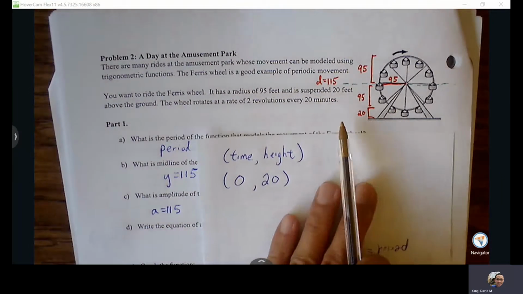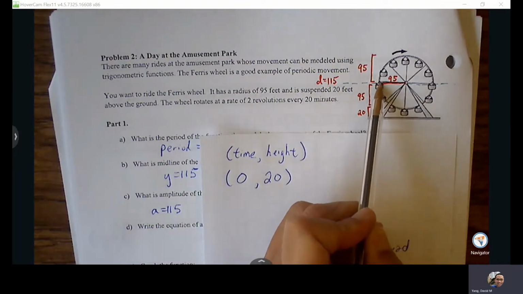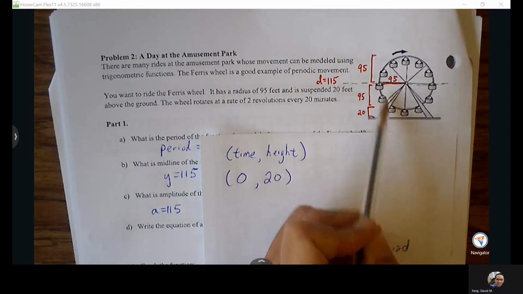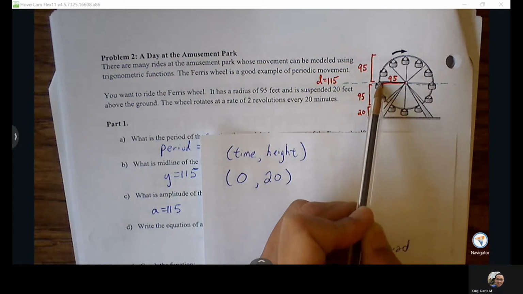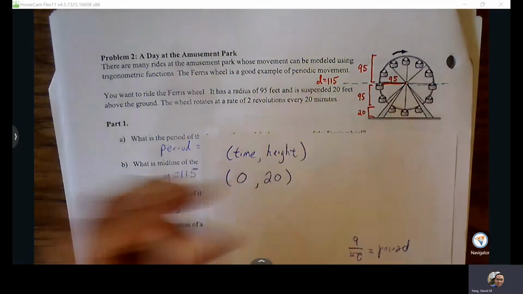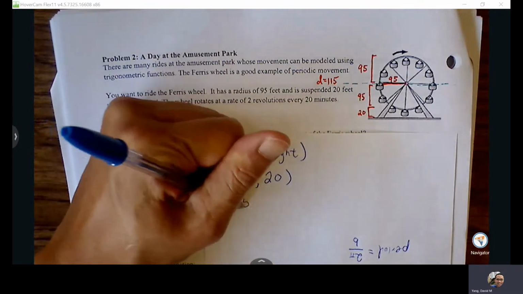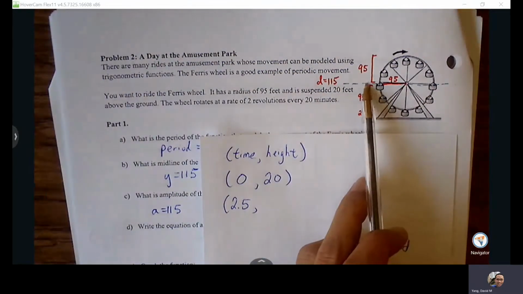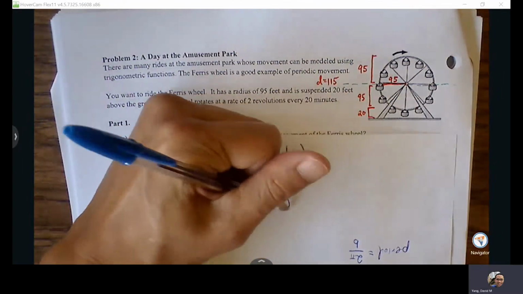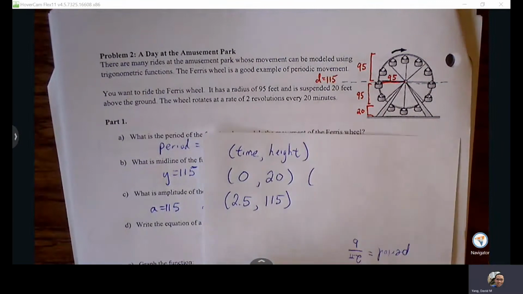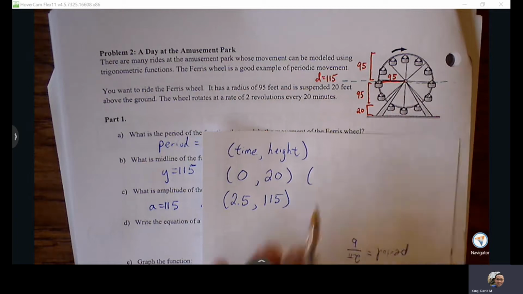Okay, let's say we are a quarter of the way through the ride. How long will it pass before I hit this point? So the whole ride is 10 minutes, right? So 2.5. So that means 2.5 minutes into the ride, how high will we be off the ground? Good, 115, okay. Let's gather some more ordered pairs so that we can graph it. Once we graph it, we'll be able to decide whether we'll have an easier time with the cosine function or the sine function.